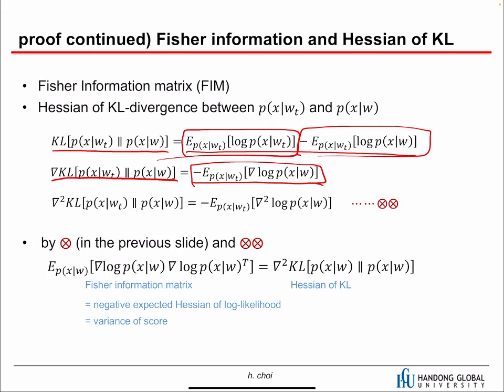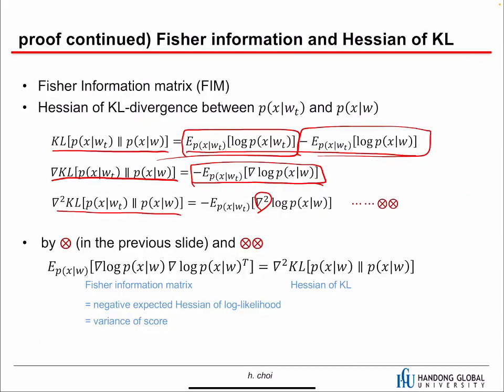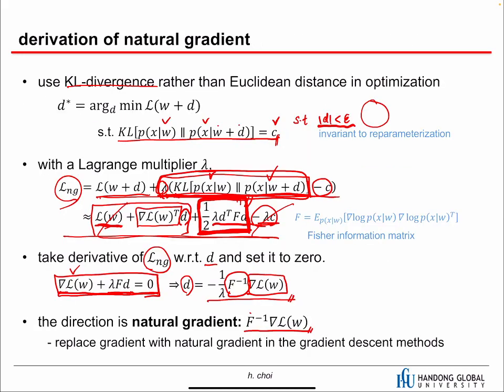Okay. Then when we take a second derivative, we have a second derivative here. In the previous slide, we had this one. So this Fisher information is the same as the second order derivative of log likelihood. And here, the second order derivative of KL divergence is the negative expected Hessian of log likelihood. So combining these two, now we have this one. So let's go back to this one. From this KL divergence, we got this one. So from this one, we got this update rule for natural gradient.